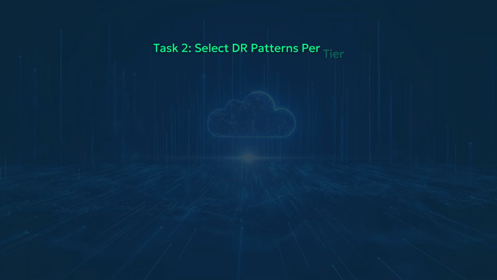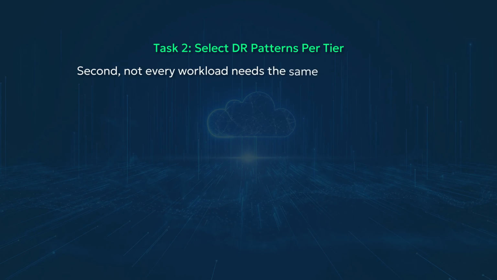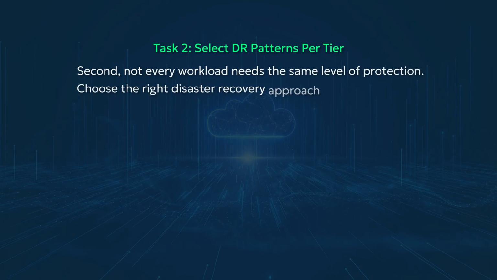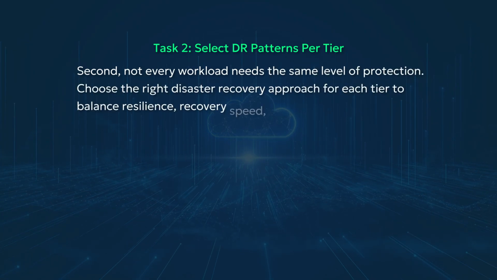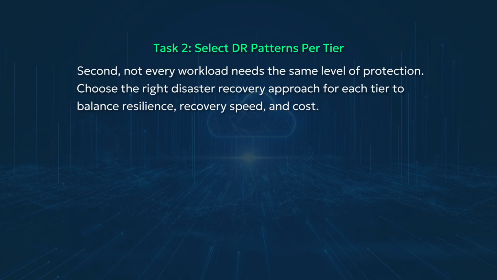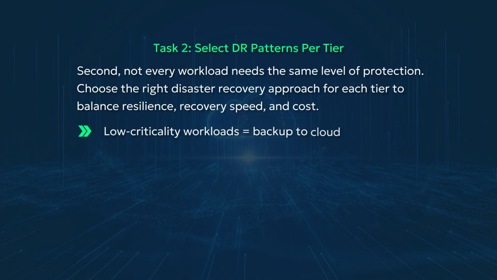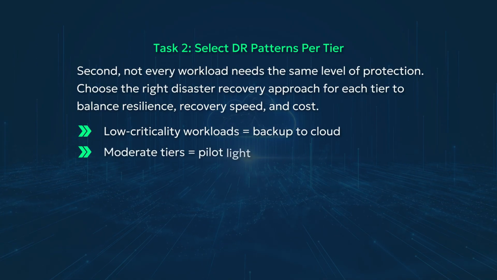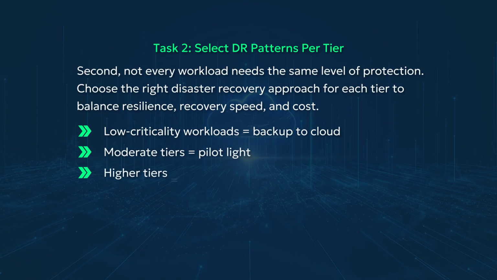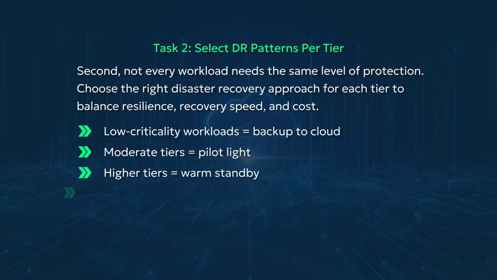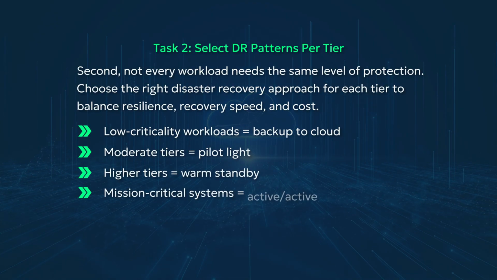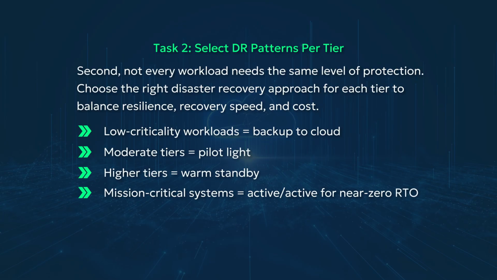Select DR patterns per tier. Second, not every workload needs the same level of protection. Matching the right DR pattern to the right tier helps balance resilience, recovery speed, and cost. Low criticality workloads equals a backup to cloud approach. Moderate tiers equals a pilot light setup. Higher tiers equals warm standby. Mission critical systems requiring near zero RTO equals active/active configuration.